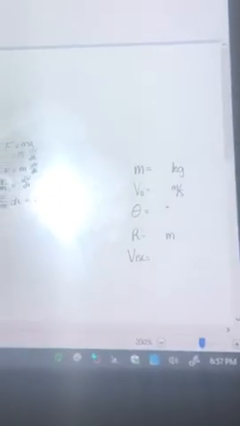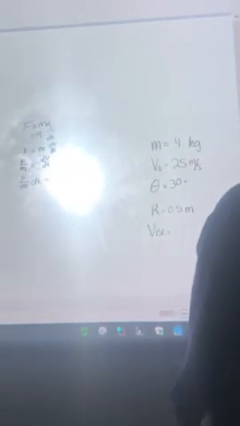Then do we want to enter our values in for math? We can do that. So the values you gave us were: our mass was going to be 4 grams, our velocity was 25 meters per second, our angle was 30 degrees, our radius was 0.5 meters, and our viscosity was 0.2.